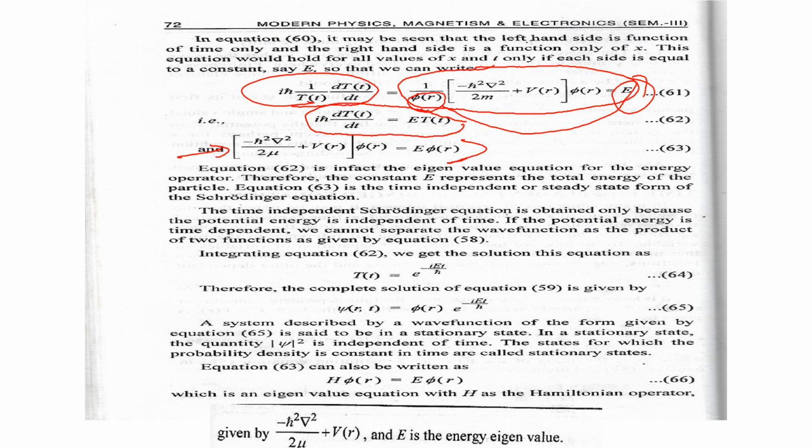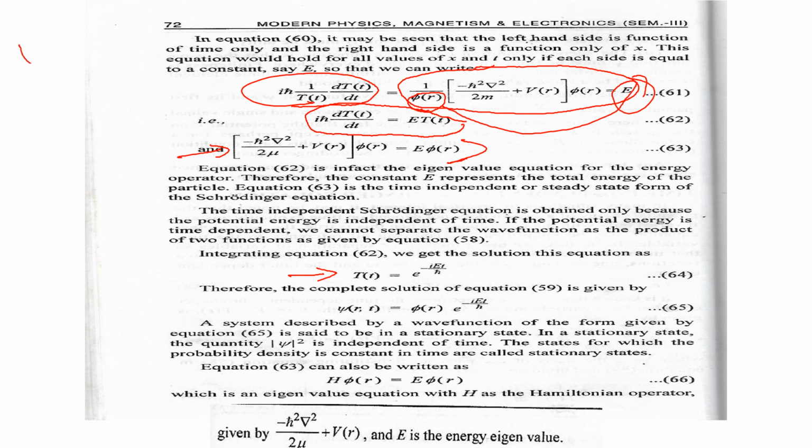Now integrating the time dependent part, equation 62, we get the solution of the above equation, T of t, and after simplifying that, we get T(t) is equal to e to the power negative iEt by ħ.